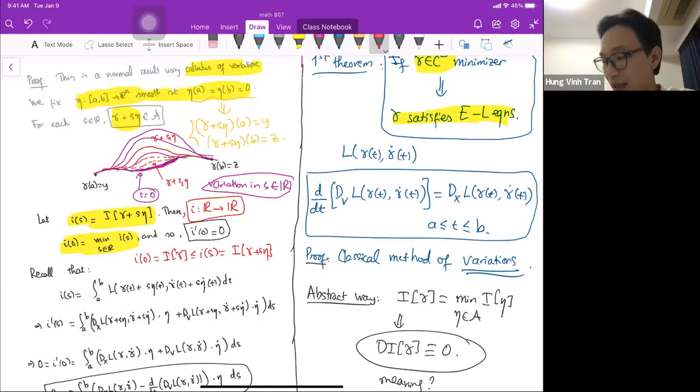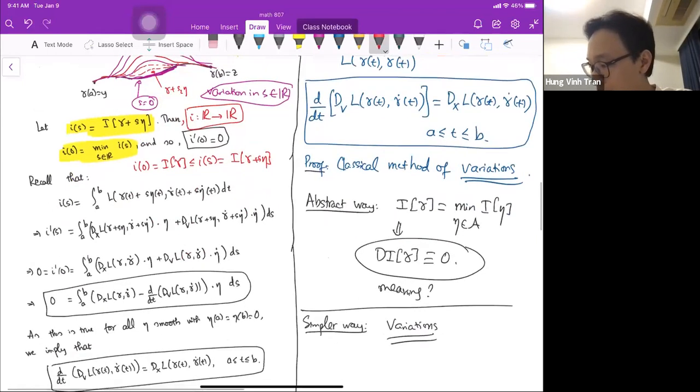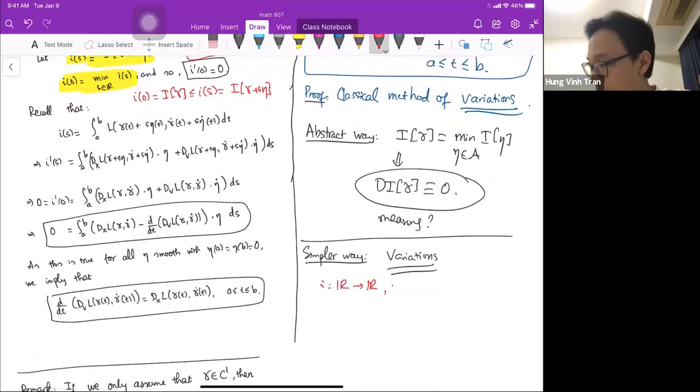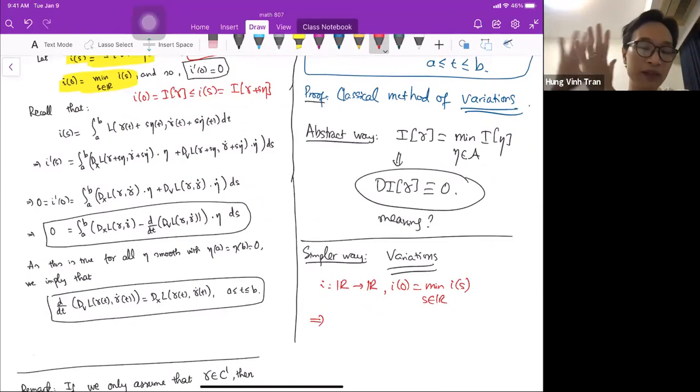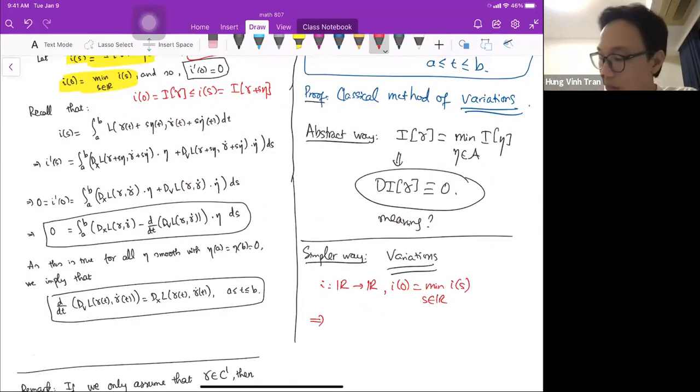Hence, by normal calculus technique, as I is mapping from R to R, and I(0) is the minimum of I(s) for s in R, once we get to one dimension, it's easy. Sometimes you can also do variations with some parameters. So you transform the problem from infinite dimensions to a problem of finite dimensions, and that's also simpler to do. So clearly from here, you would have I prime of 0 is 0. Okay, and that's the whole method of calculus of variations, nothing more than that.